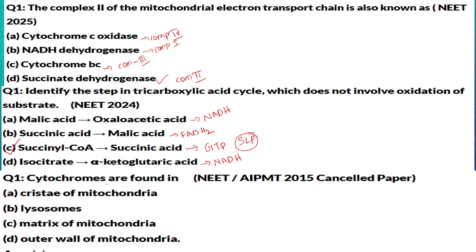Next question. Cytochromes are found in option A, cristae of mitochondria. Option B, lysosomes. C, matrix of mitochondria. D, outer wall of mitochondria. That is cristae of mitochondria. Option A is correct because electron transport chain occurs in inner mitochondrial membrane, that is cristae of mitochondria, where cytochromes are present.